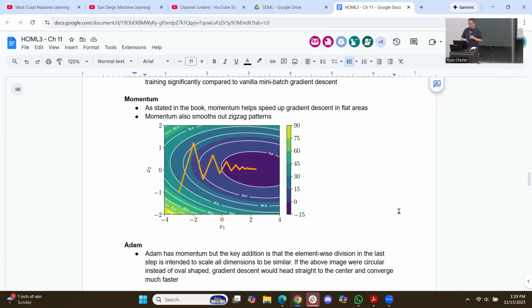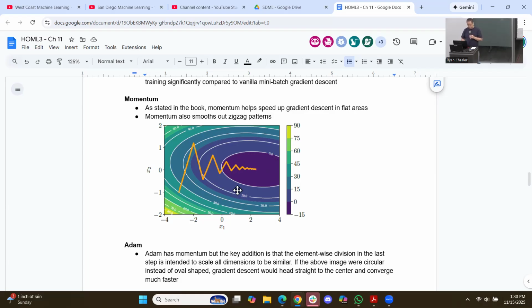It keeps going. The other thing that momentum's really good for is that it smooths out zigzag patterns. So this is a diagram from a different book, but if you start here in the lower left corner and you just follow gradient descent, the orange line shows the actual gradient at each of the points. And at a certain learning rate, you're going to see it jump back and forth across the main axis of this oval. And it will go ahead and converge at the very center of this oval, but it's going to get there a little bit more inefficiently.